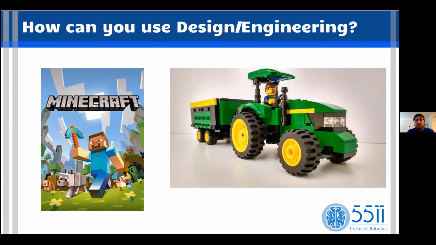So you can use these processes when you're designing your Minecraft houses, or you're trying to build a cool little machine to do something. You think about what you want it to do, you build it, and then you try it out. And if it doesn't work, you change your design, you try it again. Same thing with Legos. If you want to build a cool little tractor, you think about it, you build it, and if you don't like something, you just circle back and try it again.